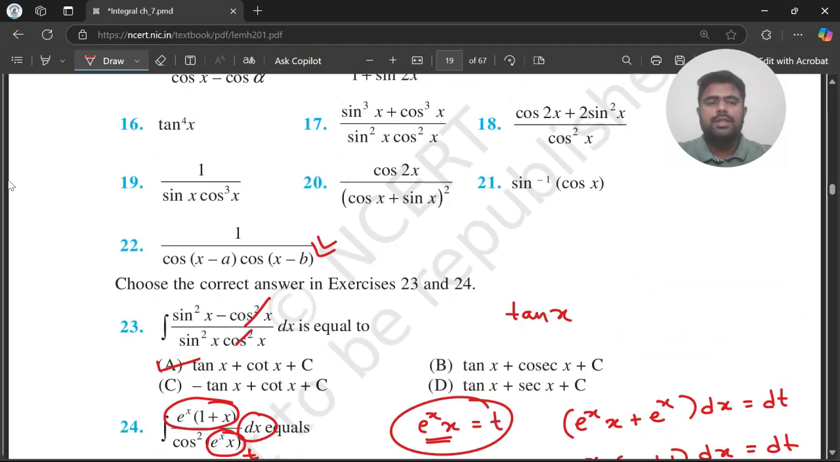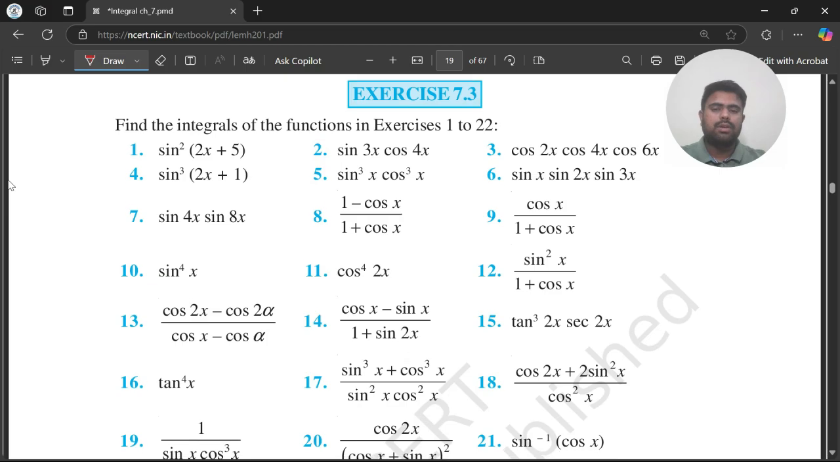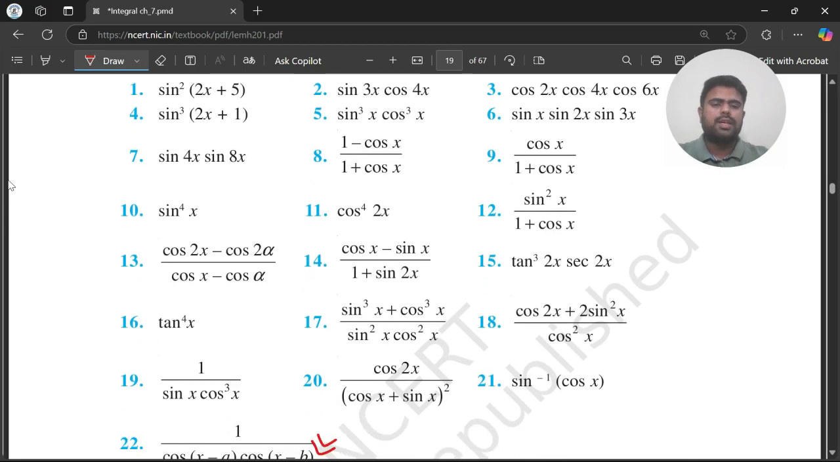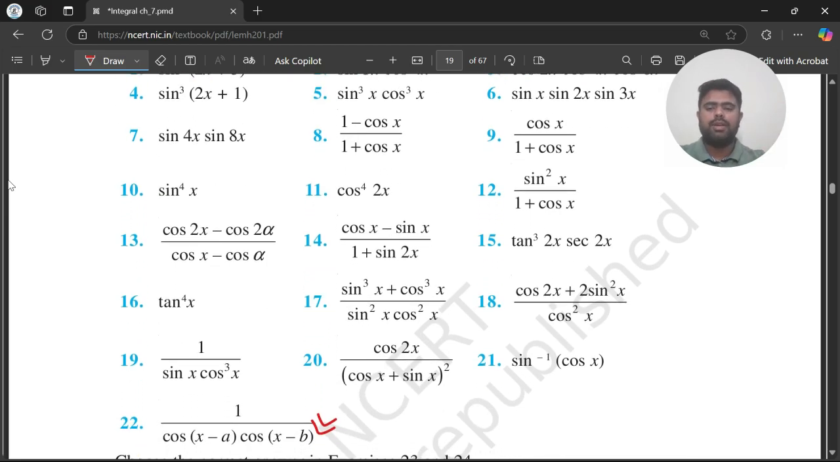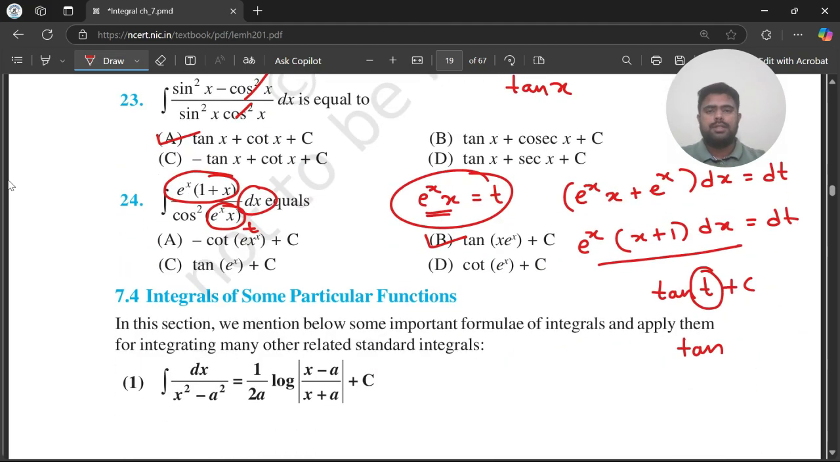Fine. So I suggest that you go through each and every problem of this exercise. Almost all the problems are very simple, except the ones that I have discussed now. I think this lecture will complement exactly what you need. In the next lecture, we will start with the integration of some particular functions.